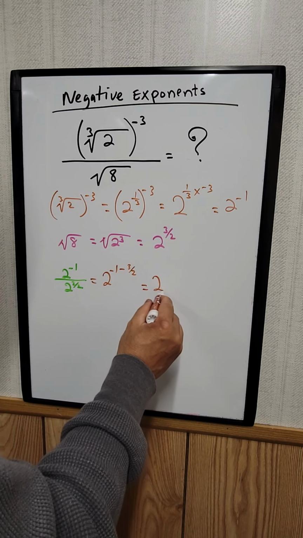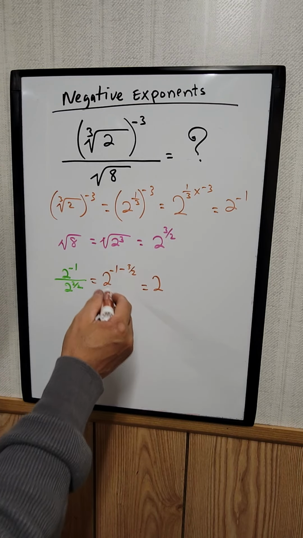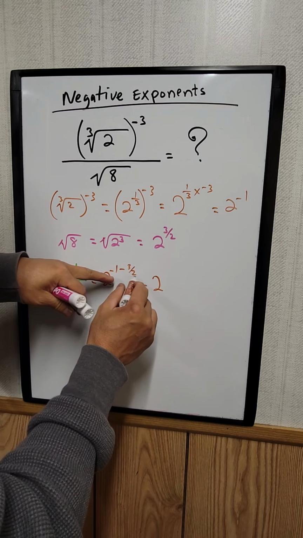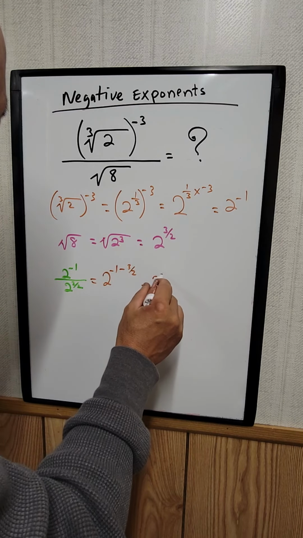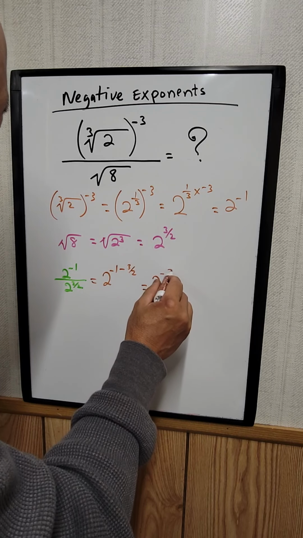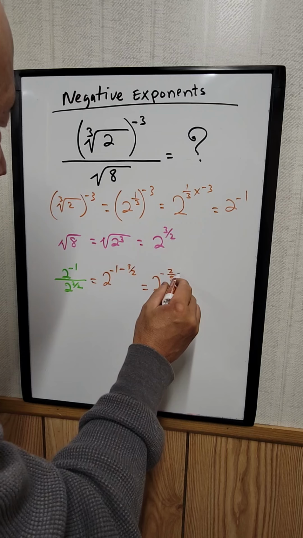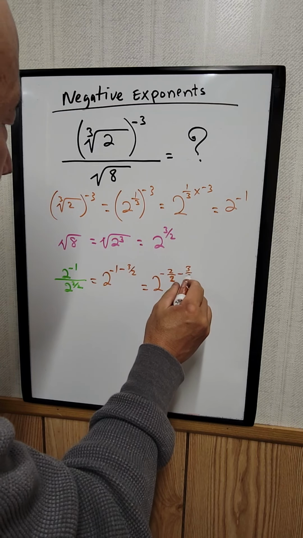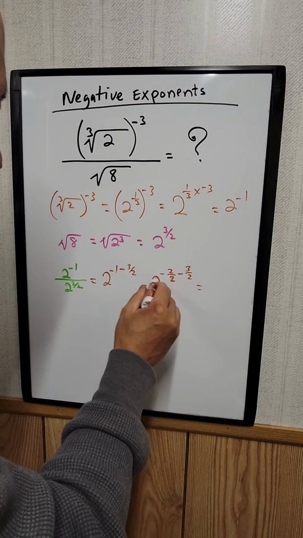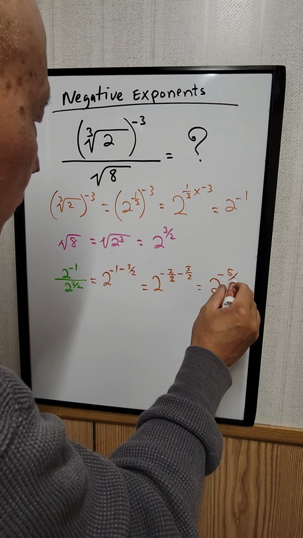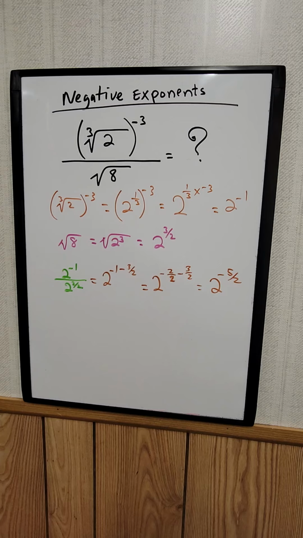Okay? So you do a little bit of math right here. It will be 2 raised to the what? We can make this 1 a 2 over 2 because 2 is the denominator. We can just say negative 2 over 2, which is just equal to negative 1. And then minus 3 over 2. That's just equal to 2 raised to the negative 5 over 2. Alright.